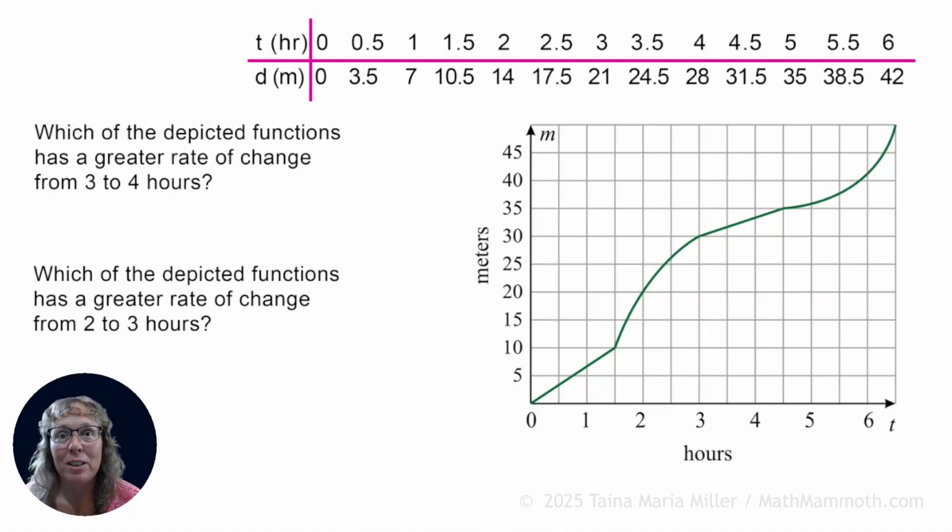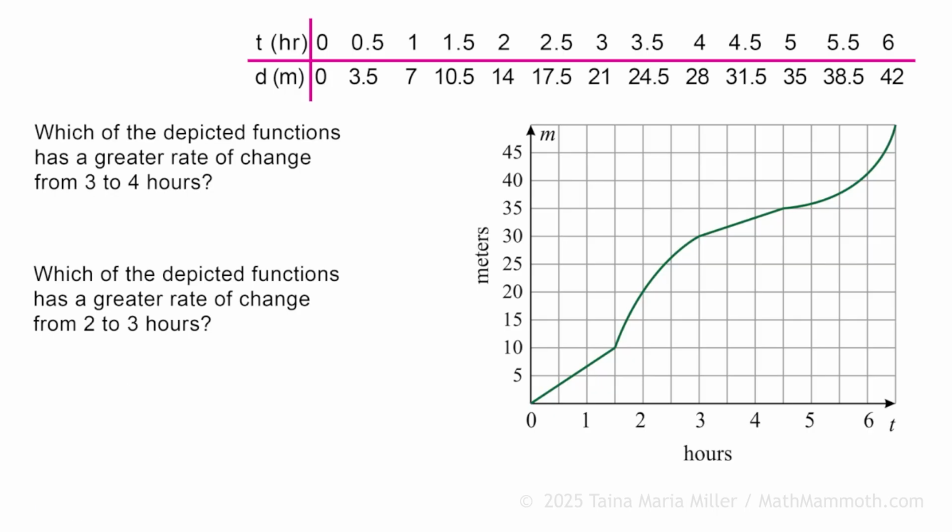In this lesson we're going to be comparing functions. Here I have two functions depicted. The first one is given as a table of values, and for the second one we have a graph. Both of them have time and distance as the two variables. Here's the time, here's the distance in meters. And so we are asked, which of the depicted functions has a greater rate of change from 3 to 4 hours?